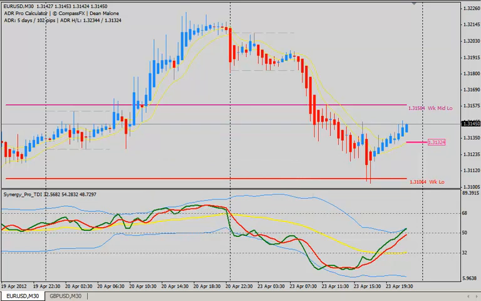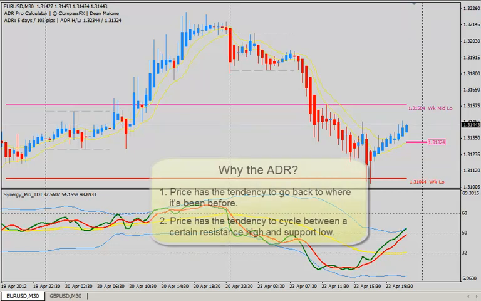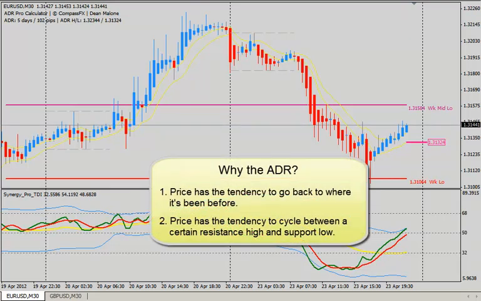Now you can track the average daily range. It's pretty simple to compute. You simply take the daily high minus the daily low, that gives you a range, and then you do it over a period of days. Again, I like a 5-day average daily range since I trade in active mode. Now why do we look for this as well?